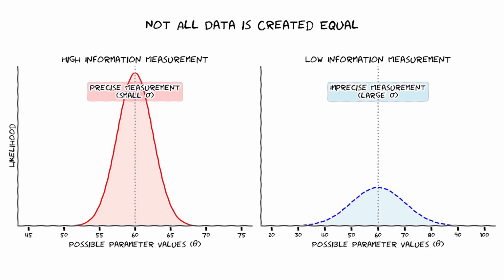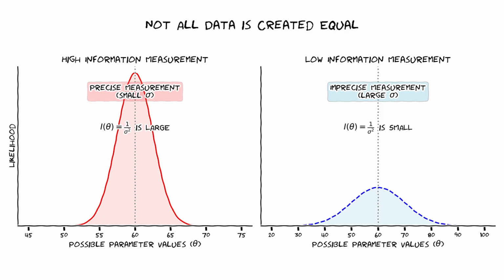Let's make this more concrete by comparing the likelihoods from two different experiments. On the left, we have a precise measurement characterized by a small uncertainty, or sigma. This gives a lot of information. On the right, we have an imprecise measurement with a large sigma, which contains little information. For the precise measurement, the Fisher information, which for a Gaussian is proportional to 1 over sigma squared, is large. For the imprecise measurement, the Fisher information is small.